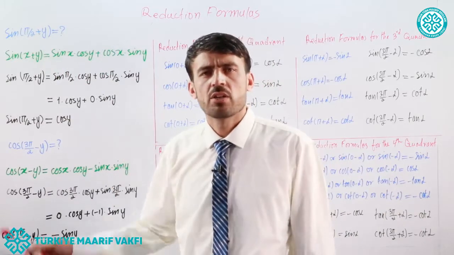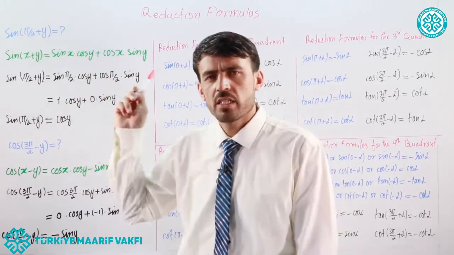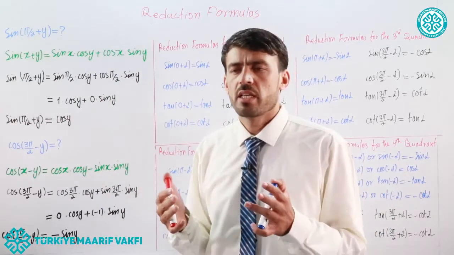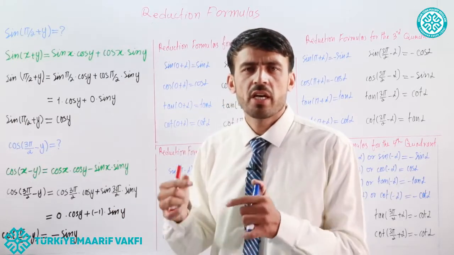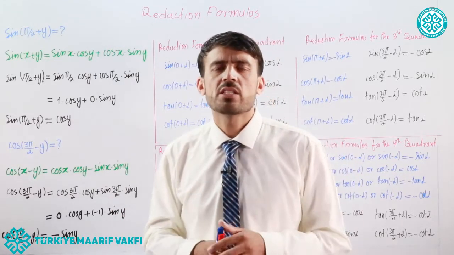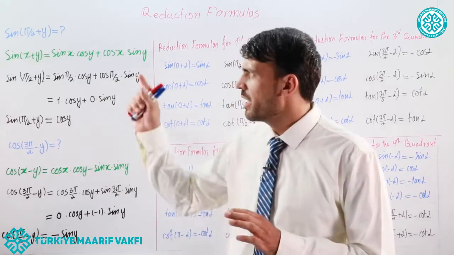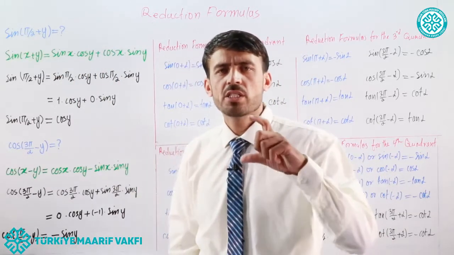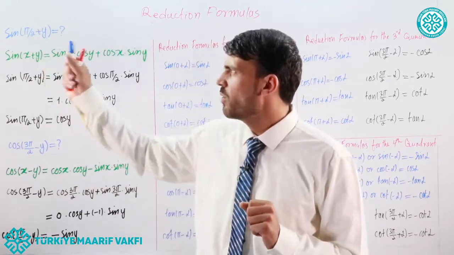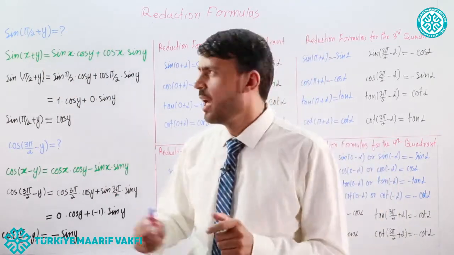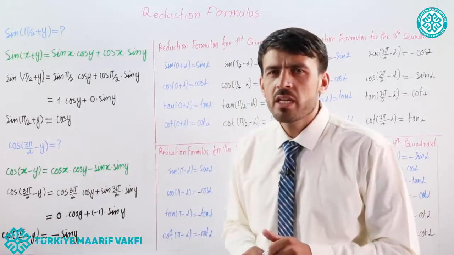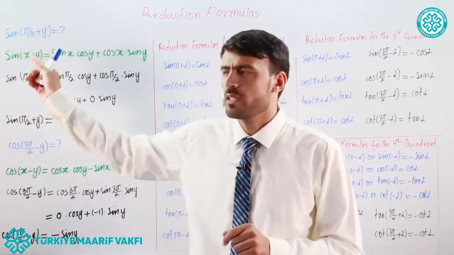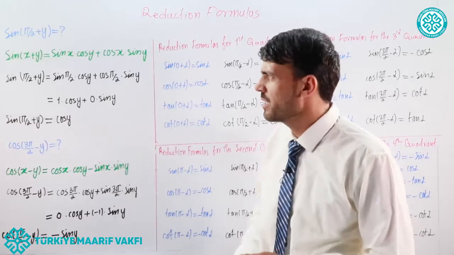Here we have two angles. The first angle is a quadrantal angle and the second angle is a variable angle. Quadrantal angle means that the terminal side of the angle coincides with one of the axes of the coordinate system. Here the terminal side of the angle coincides with the positive side of the y-axis. So pi over 2 is a quadrantal angle and y is a variable angle. We can derive a new relation for the sum of these two angles.